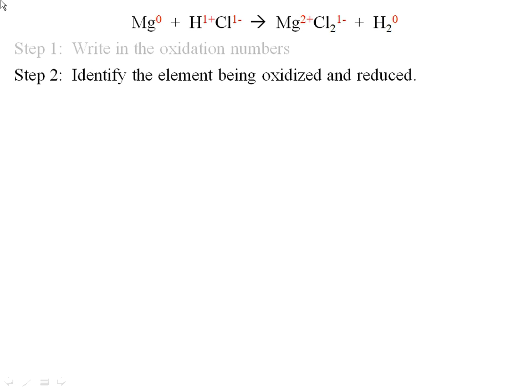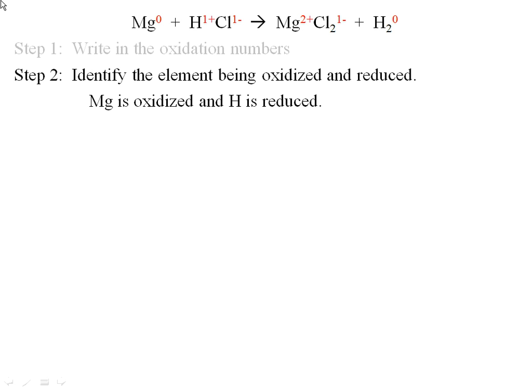The substance that's being oxidized is the one whose oxidation number goes up because it's losing negative electrons. So magnesium is the substance undergoing oxidation. It goes from 0 to positive 2. And hydrogen is the one being reduced because it goes from +1 to 0. Magnesium is losing electrons, that's why the oxidation number is going up. And hydrogen is gaining electrons, and that's why the oxidation number is going down.